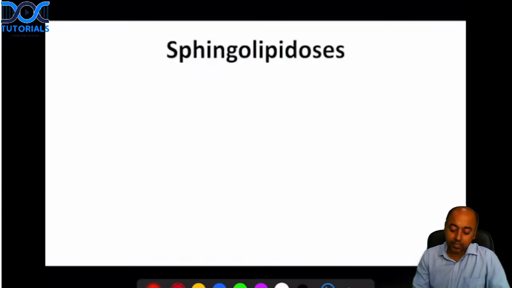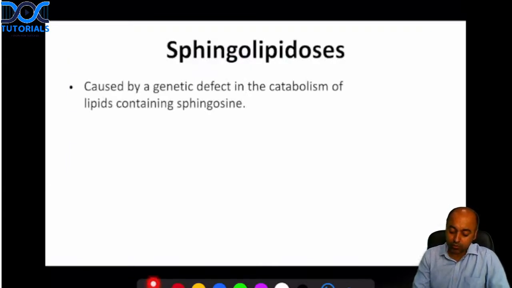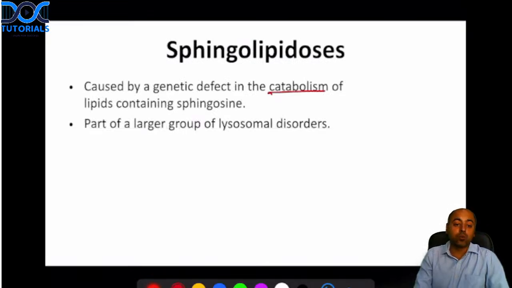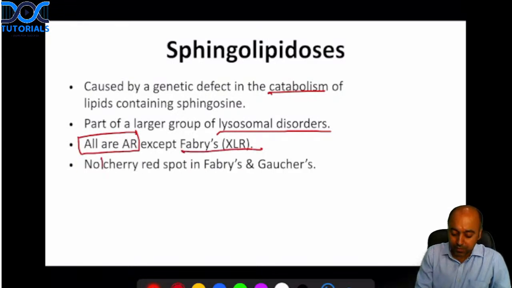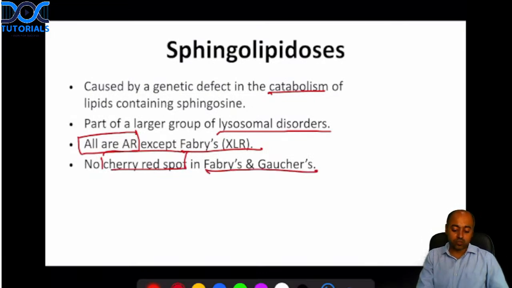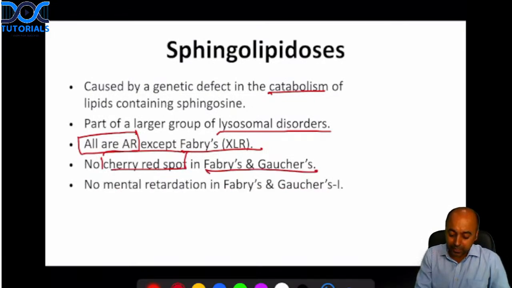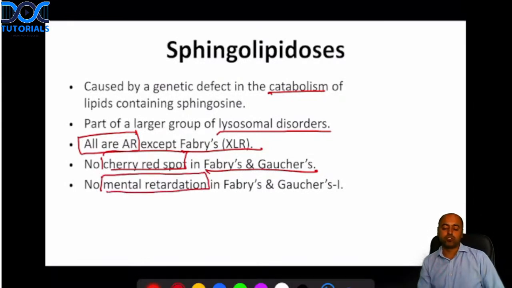Okay, and sphingolipidoses are due to a defect in breakdown. The problem is in the breakdown. All of them are lysosomal storage disorders. They are autosomal recessive. The exception is Fabry's, which is X-linked recessive. They present with a cherry red spot. Again, the exceptions are Fabry's and Gaucher's. And mental retardation is common, but it is not seen in Fabry's and Gaucher's.